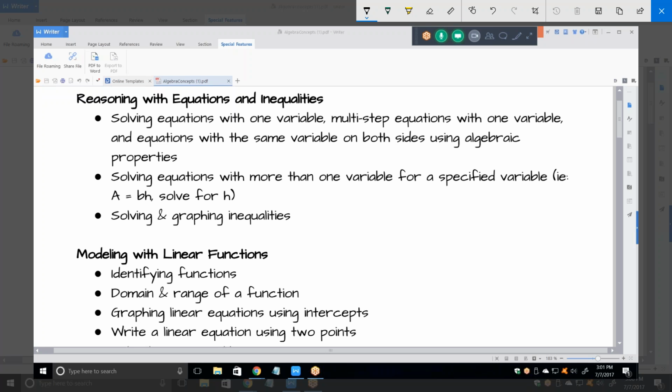Okay. Now, let's go to the second thing. Multi-step. Yeah, you even know how to do multi-step. We just did a 3-step equation. Okay? Okay. Now, the next thing is equations with the same variable on both sides using algebraic properties. Well, let's try something like this.